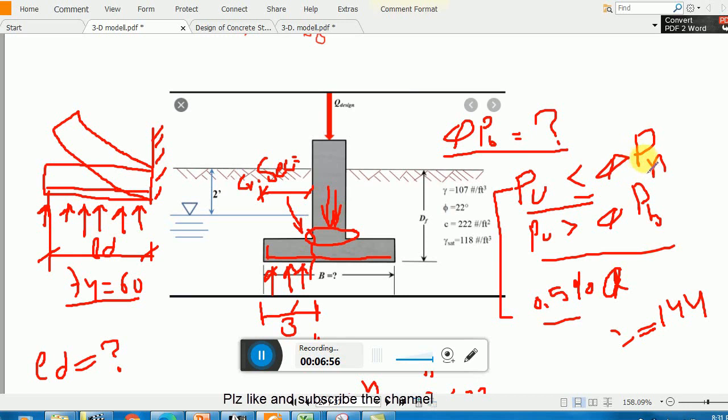If our Pu is less than phi Pnb, that is, less than the bearing pressure, we don't need dowels. Okay, this means the bearing pressure will be easily and safely transferred to the footing. And if this criteria is not satisfied, what we have to do is provide dowels. Okay, then by dowels we will safely transfer those bearing pressures or bearing stresses to the footing. Okay, so let me show you the dowels.